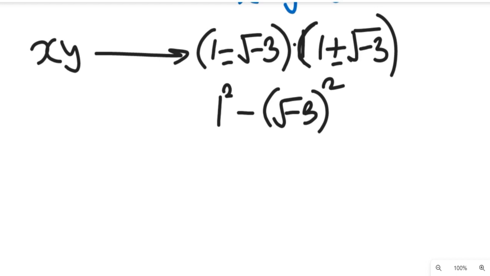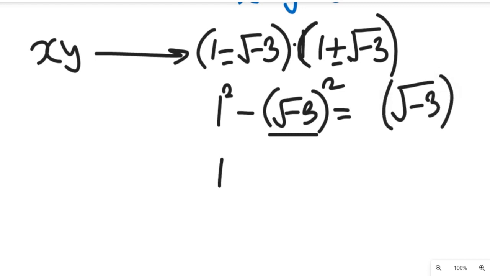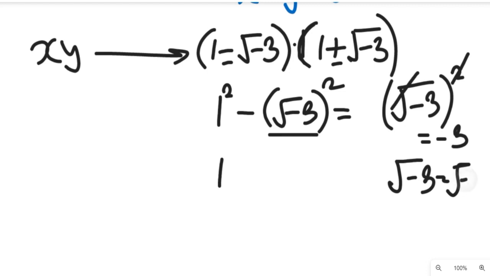Now, we can do two things to simplify this part, because the other part will give us 1. Either we clear the square root, and our result will be minus 3, or we take out the square root of 3: the square root of minus 3 is equal to the square root of minus 1 multiplied by the square root of 3.